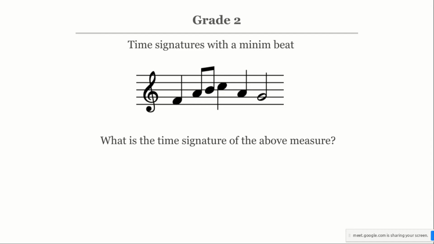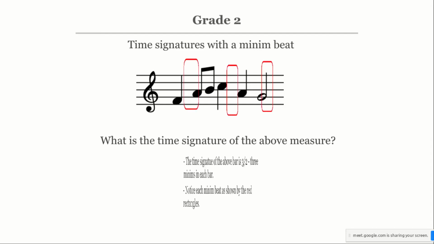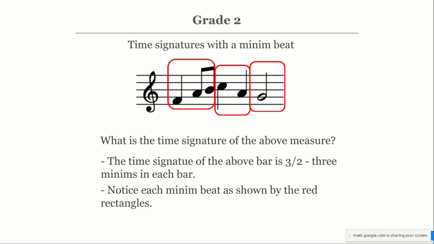So count in minims. One, two, three, four? No, count in minims. One, two, three. Three minims. Yeah, that's correct. The time signature of this piece is 3/2, three minims in each bar.